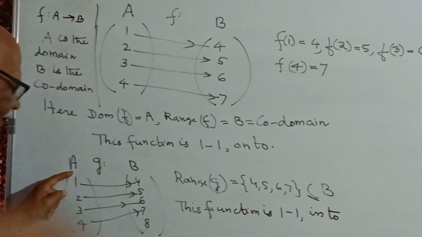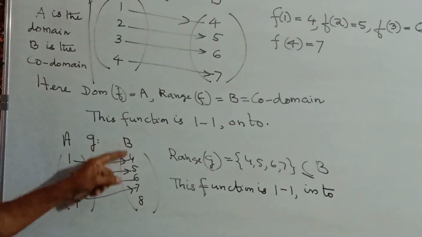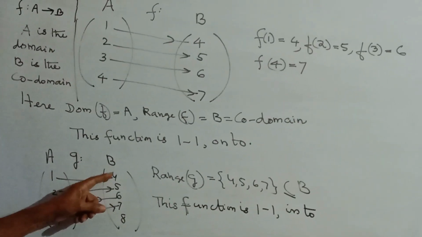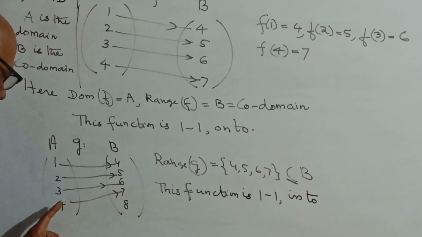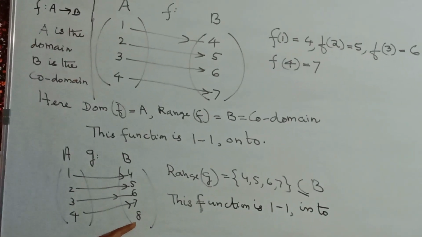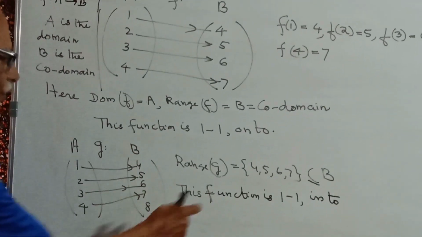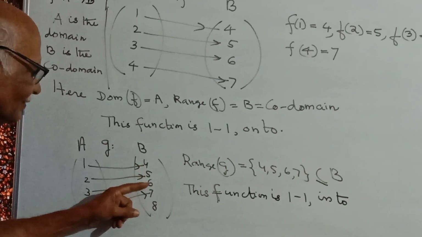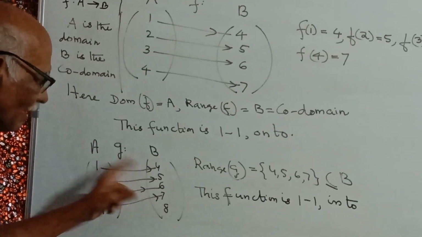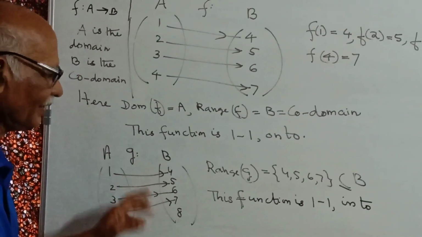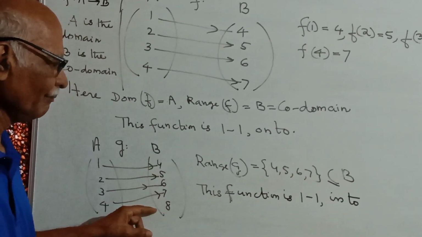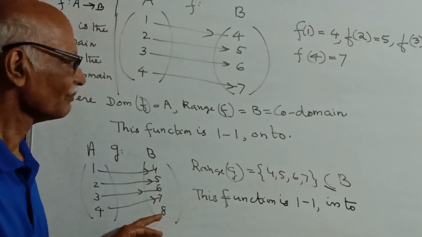You can see another example. A is {1, 2, 3, 4}. B is {4, 5, 6, 7, 8}. G is the function. Now 1 goes to 4, 2 goes to 5, 3 goes to 6, 4 goes to 7, and there is nobody who corresponds to the element 8 in the set B. So the range of G is {4, 5, 6, 7}. The range of the function is the set of those elements which are mapped by the corresponding elements of A. So the range of G is {4, 5, 6, 7} and it is a subset of B. So here the range is a subset of the codomain.